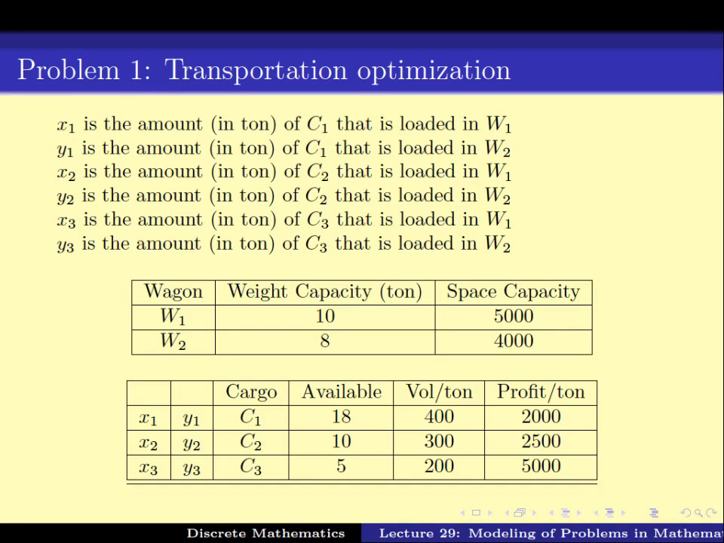Let's say that x1 is the amount of cargo 1 in wagon 1. y1 is the amount of cargo 1 in wagon 2. Similarly, x2 is the amount of cargo 2 in wagon 1, and y2 is the amount of cargo 2 in wagon 2, and similarly for x3 and y3. So now that this has been done, we can quickly calculate first of all how much profit we have, and also what the restrictions are.